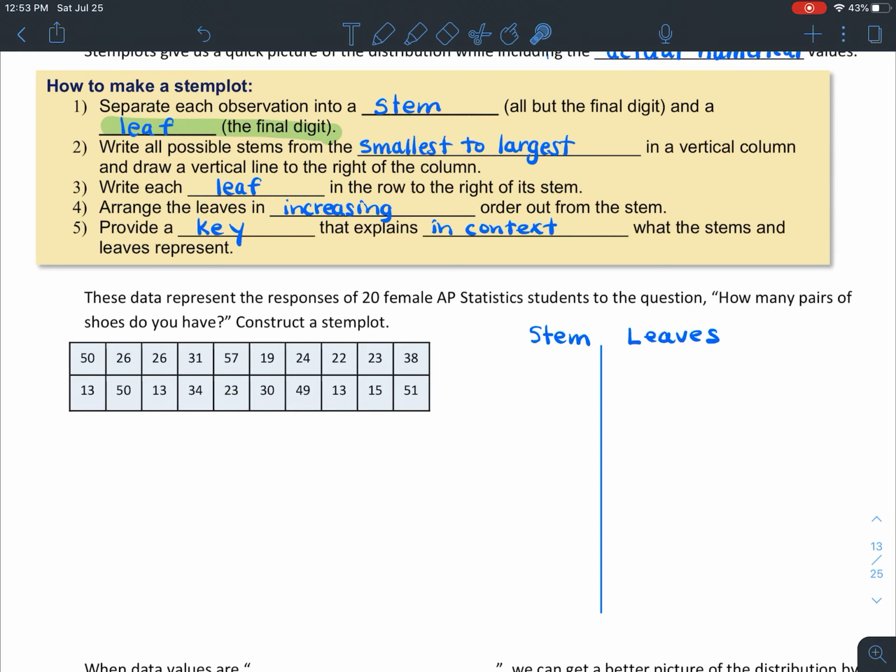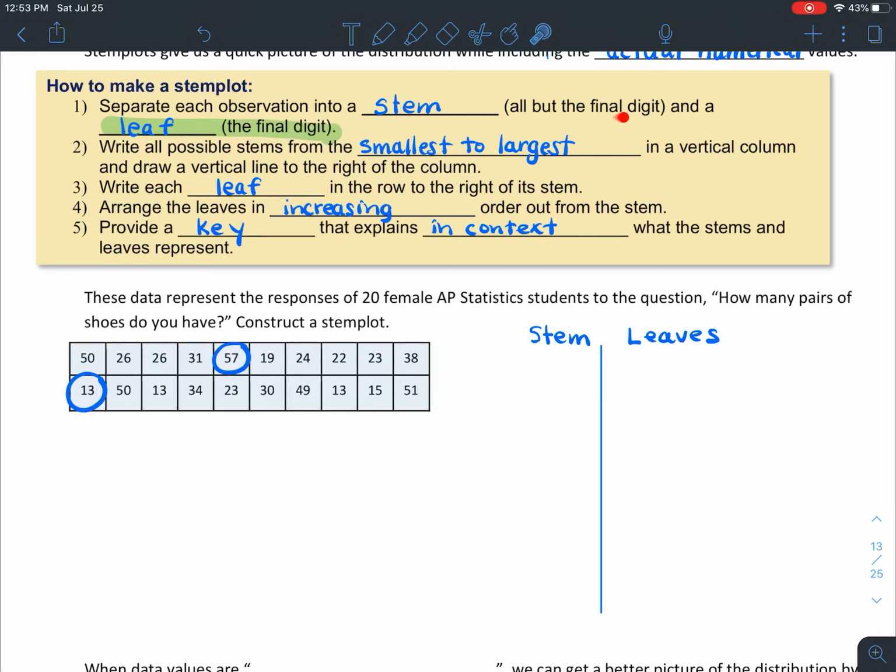Okay. So the next thing you'll want to identify is you will want to identify in your data set what is the largest answer, and as you skim through this, I think you'll see 57 was the largest answer. Then you also want to identify the smallest answer. It looks like that was 13.